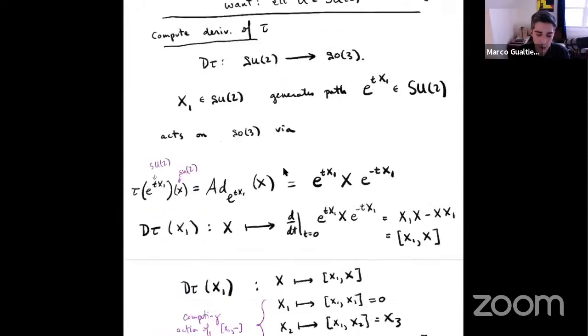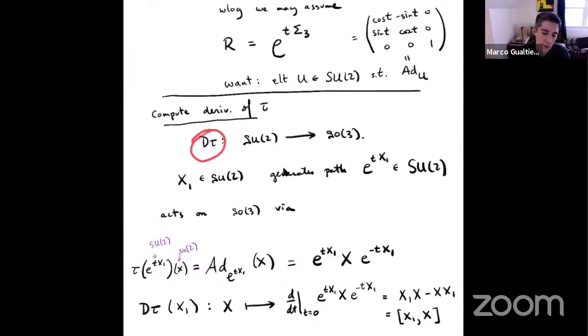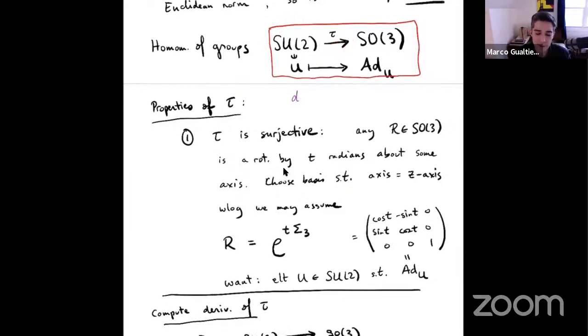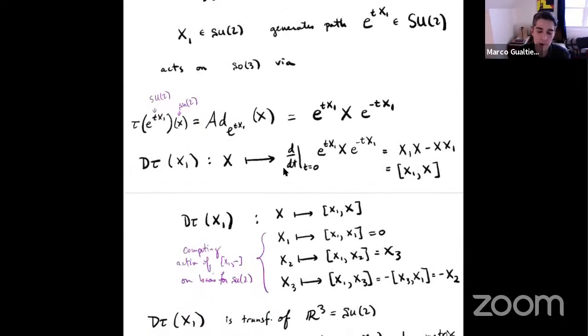And so what this computation is doing is computing the derivative of this map at the identity. The derivative of tau, evaluated at the identity matrix, will be a map from the tangent space, which we called little su2, to the tangent space at the identity, which we called little so3. And this is what I'm computing down here. I'm differentiating this conjugation with respect to t.